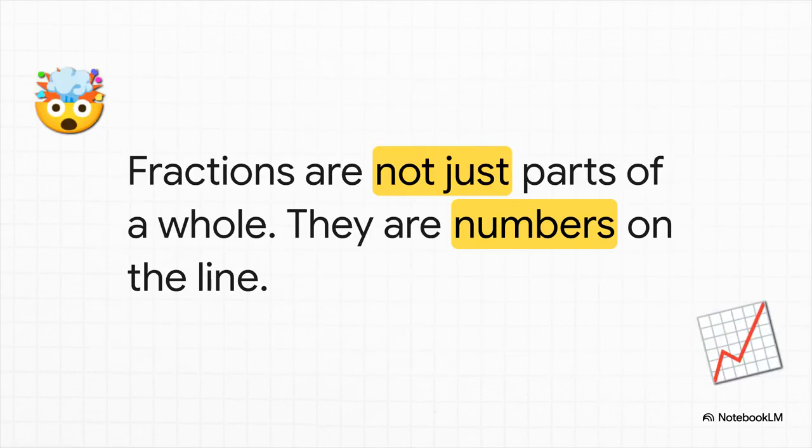So if there's one big idea to take away from all of this, it's this. It's simple, but it really changes everything. Fractions aren't just parts of a whole. They are numbers. Real, solid numbers that have a specific place on the number line, just like 1 or 2 or 3. And once you truly see that, that's when the chameleon finally stands still.